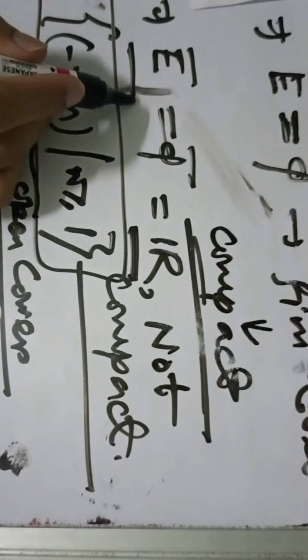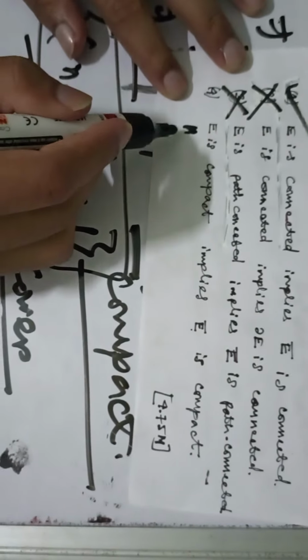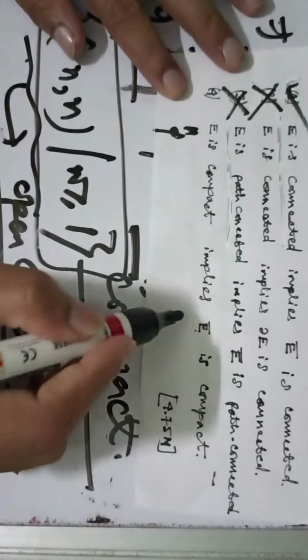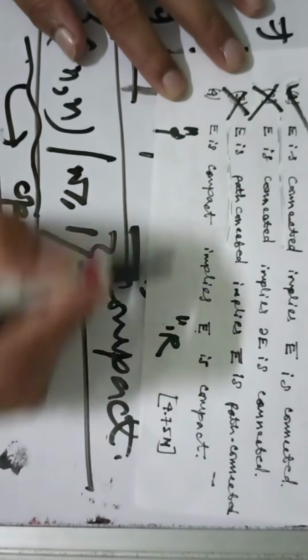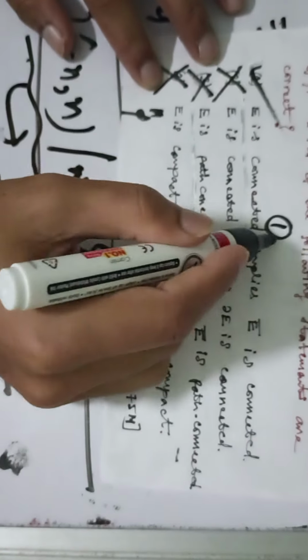Also, R is not bounded, so you can conclude from the Heine-Borel theorem that R is not compact. So E bar is not compact, but E is compact. So the statement that if E is compact then E bar is compact is incorrect. So in this question, the only correct option is option 1.